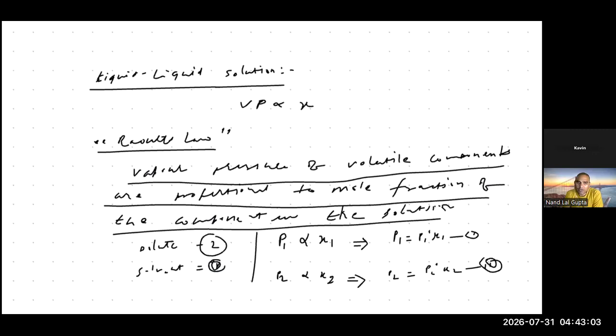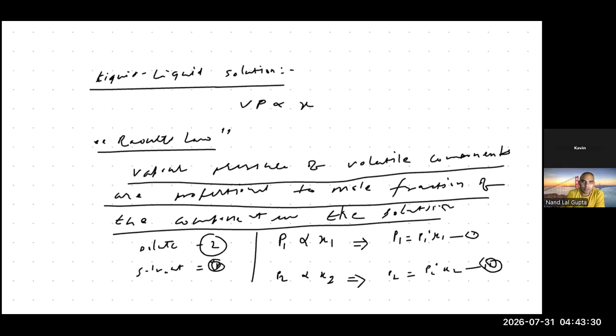Now what you need to do? We need to remove the proportionality constant. While removing the proportionality constant, it will come P1 not X1, and P2 not X2. Can you understand this? Yes, sir. Okay. So now for the solution, we need to calculate the total pressure.